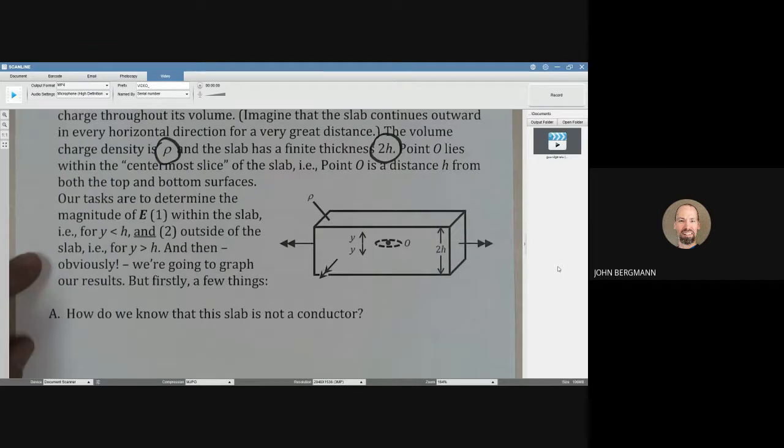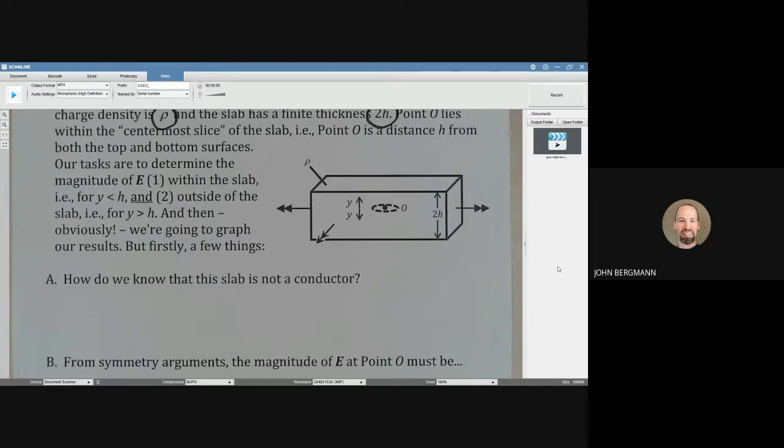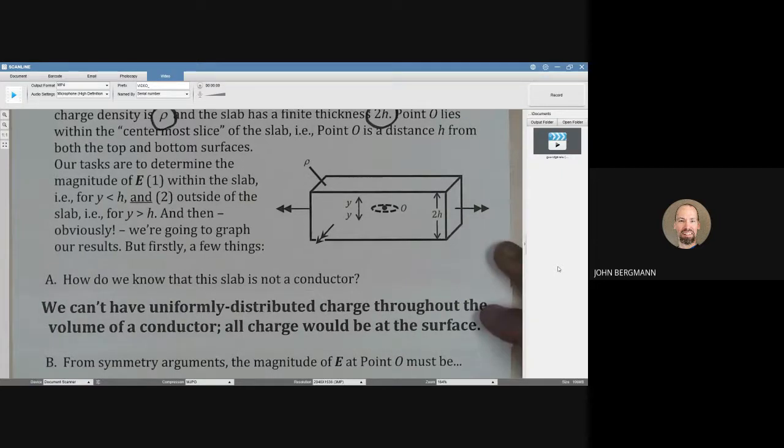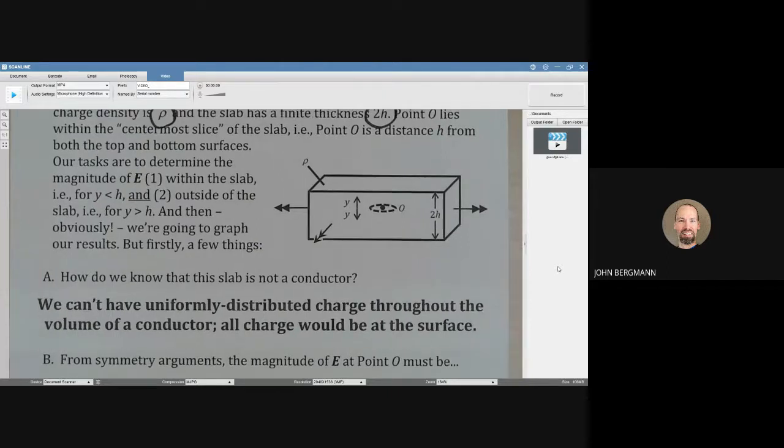First off, how do we know that this slab is not a conductor? It's got to be an insulator. And how do we know that? Well, you can't have a uniformly distributed charge throughout the volume of a conductor. Anytime you have a conductor in electrostatic equilibrium, all the charge would necessarily be at the surface. And we're told that's not what we have here. This must be some sort of insulating material.